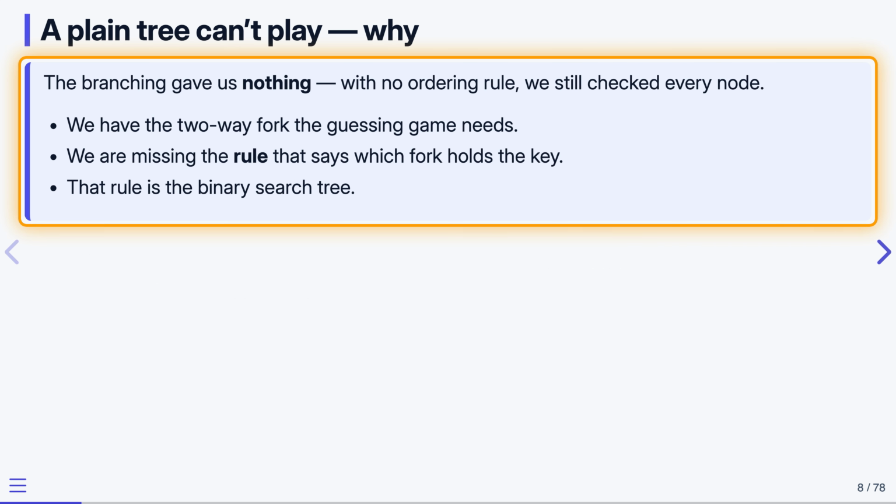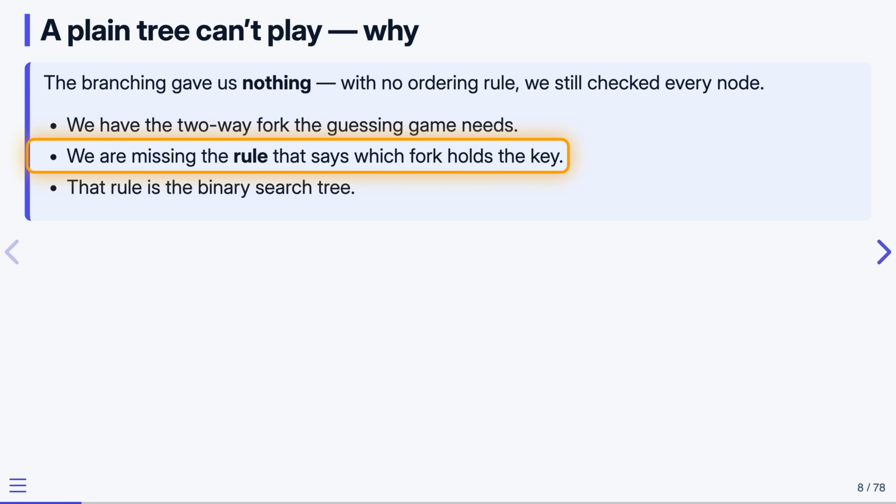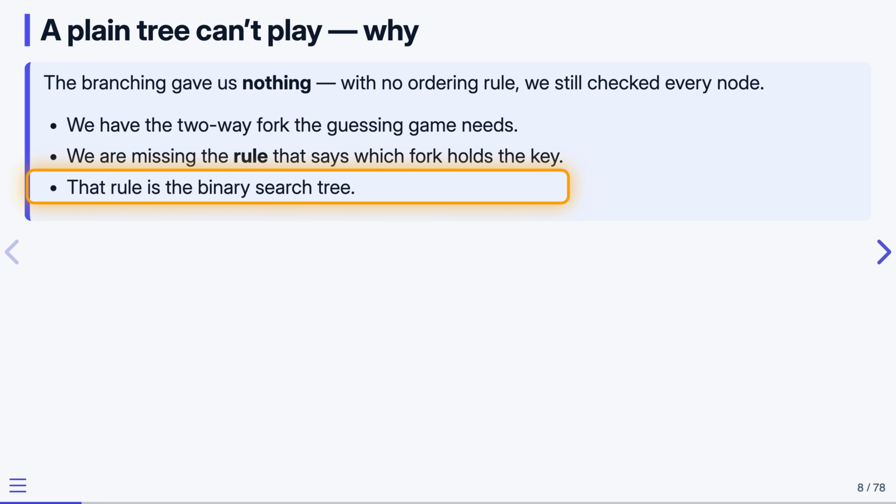So the branching gave us nothing. With no ordering rule, we still checked every node. We already have the two-way fork that the guessing game needs. The shape is not the problem. What we are missing is the rule that says which fork holds the key. That rule is the binary search tree. It is the whole of this chapter.